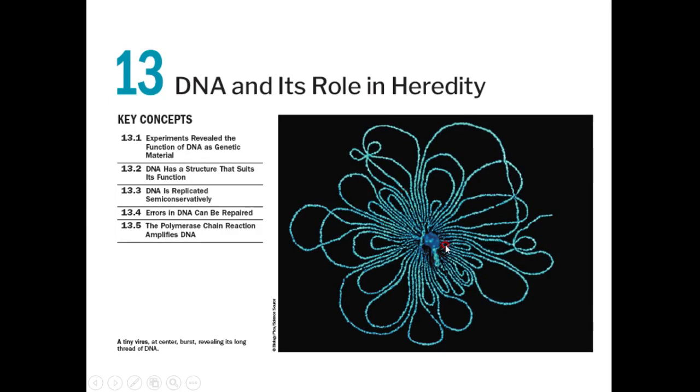Today we will learn chapter 13, DNA and its role in heredity. The chapter is composed of 5 subjects, starting from the experiment that revealed the function of DNA as genetic material. We will cover DNA structure, and how DNA is replicated. Finally, we will cover how errors in DNA can be repaired.